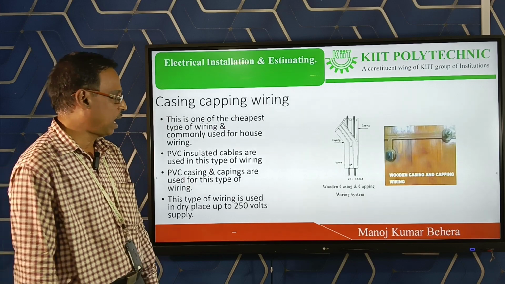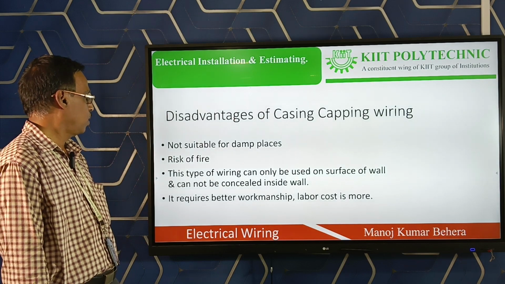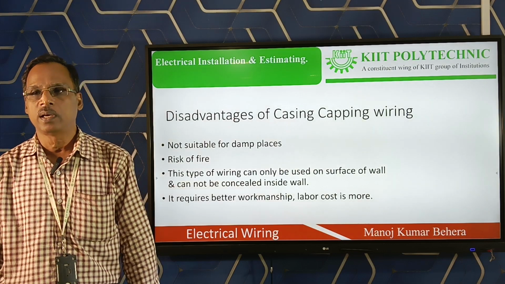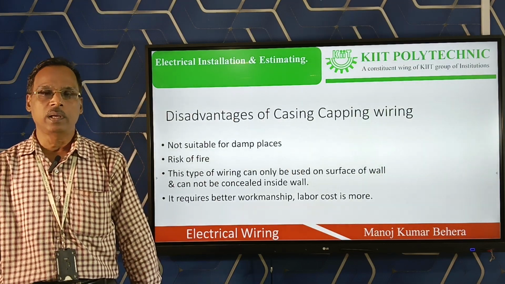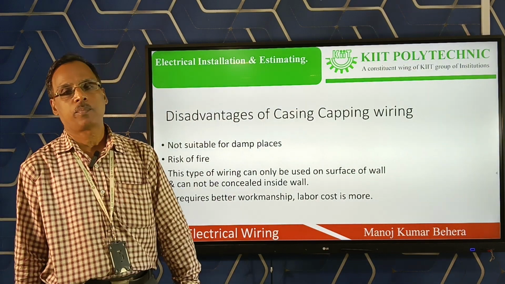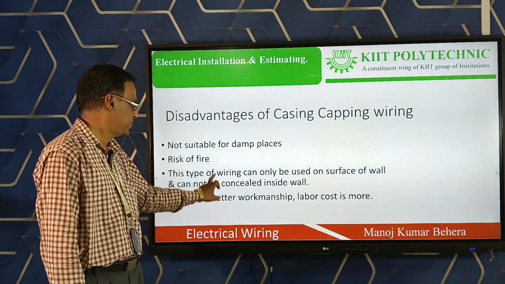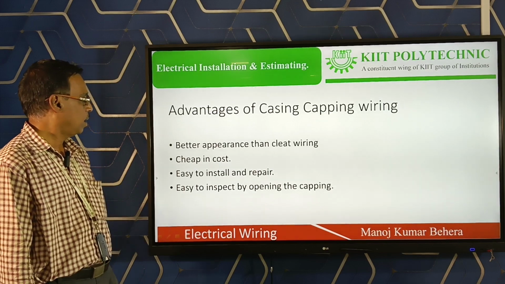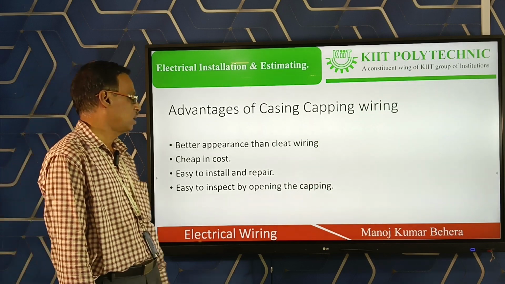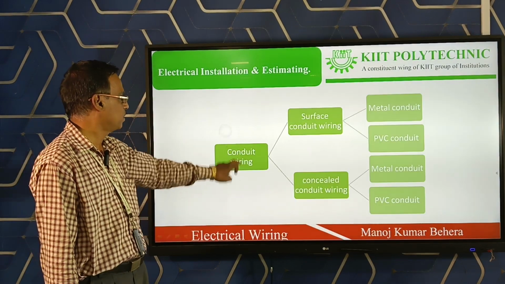This type of wiring has different advantages and disadvantages. First the disadvantages: risk of fire, since these casings and cappings are made of PVC, if they are exposed to sun and fire they may burn. This type of wiring is used on the surface of the wall. But the problem is fault finding is very difficult, and hard workmanship is required. Advantages of this type of wiring: better appearance than cleat wiring, cheap in cost, easy to install and repair, and easy to inspect.